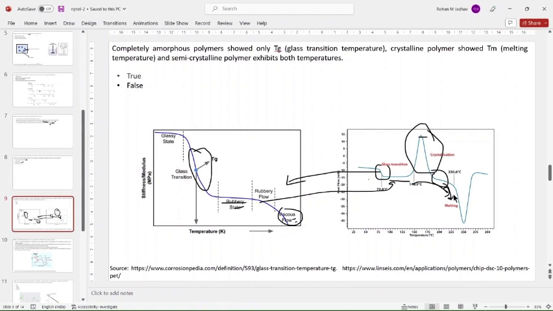Yeah. See, you can see heat flow here. Is it visible to you? Heat flow. This y-axis. Heat flow is there, right?